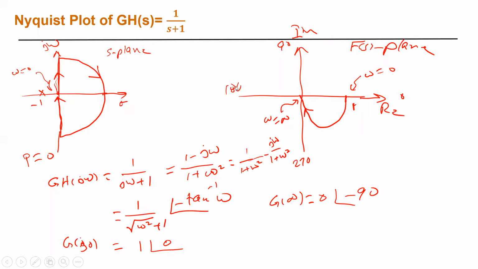Exactly. Now I went to infinity, and I'm coming back to this point, so my frequency is going to be negative. And we said for negative frequency, we take the mirror image. We don't compute it, we just take the mirror image. So it's going to be like this. And this is now the minus 1. So what is N equal to? How many times am I encircling the minus 1? 0 times. So Z equals N plus P, which is equal to 0.